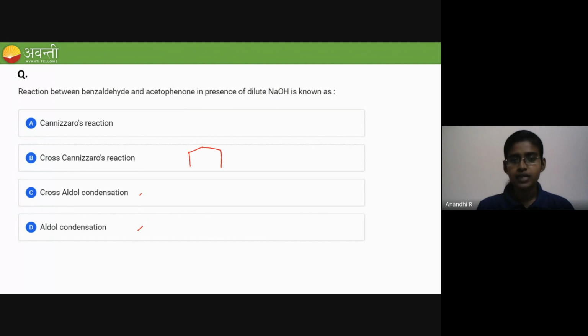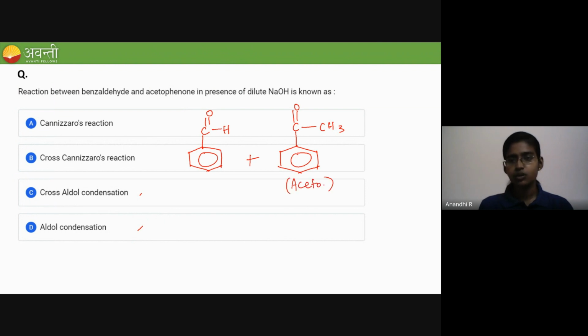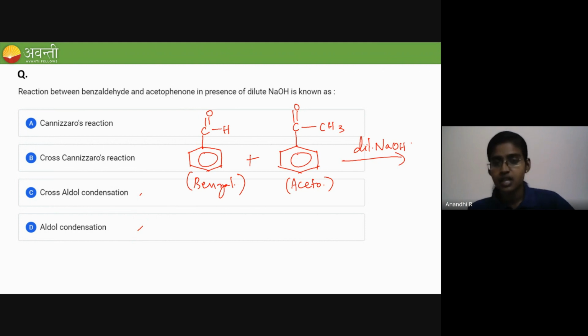Reaction of benzaldehyde with acetophenone. What is the formula for benzaldehyde? It is C6H5 C double bond OH. And what is the formula for acetophenone? It is C6H5 C double bond O CH3. So tell me the name of the reaction that occurs for these two in presence of dilute NaOH. Is this aldol or cross aldol?